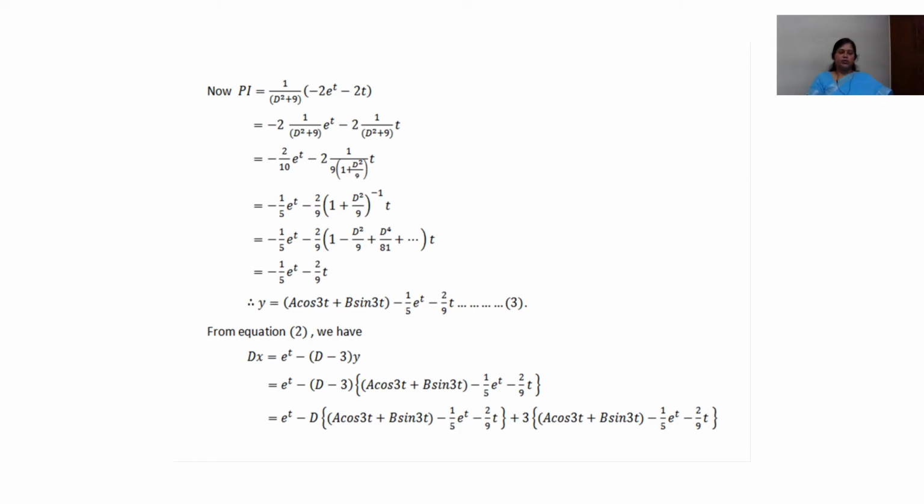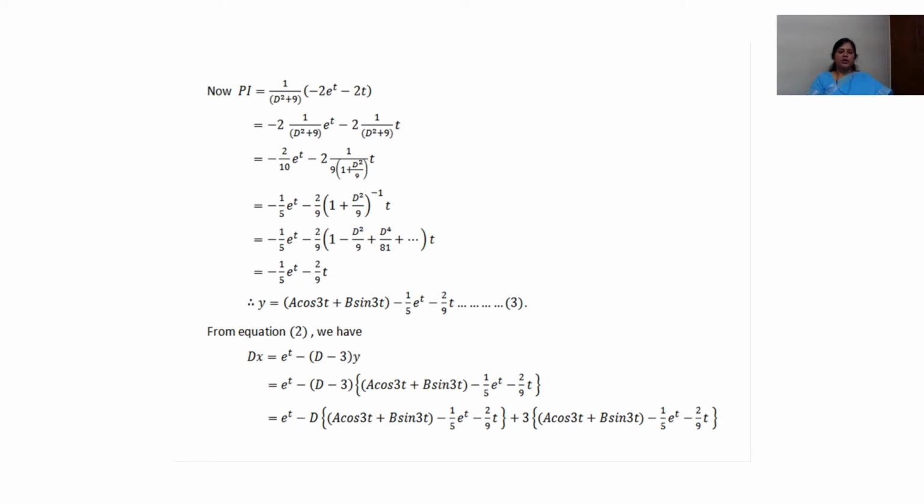The expansion of 1 plus x whole to the power minus 1 is 1 minus x plus x square minus x cube plus etc. It's going on. So here in the place of x we have d square by 9. That's why the second term now becomes 2 by 9 into 1 minus d square by 9 plus d to the power 4 by 81 plus etc., into t. Now t has to multiply inside. So the second term becomes 2 by 9, 1 into t is t, then the second term is d square by 9.